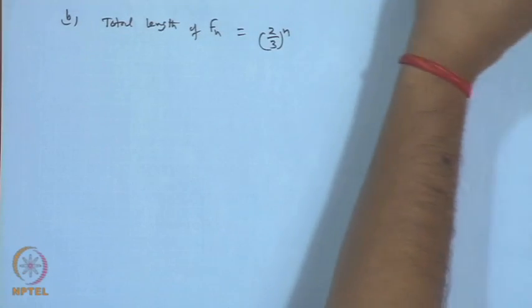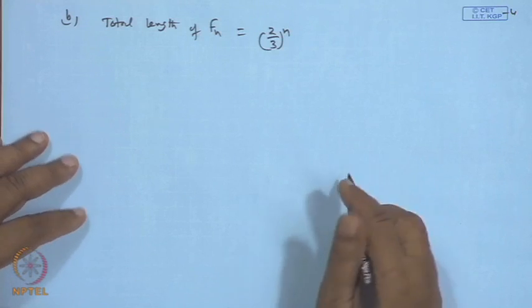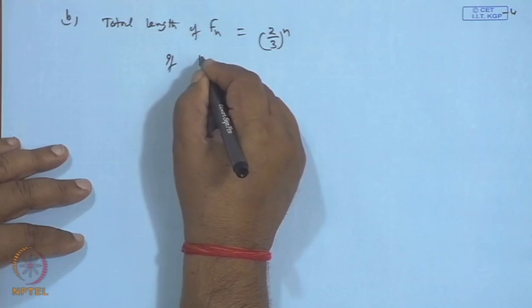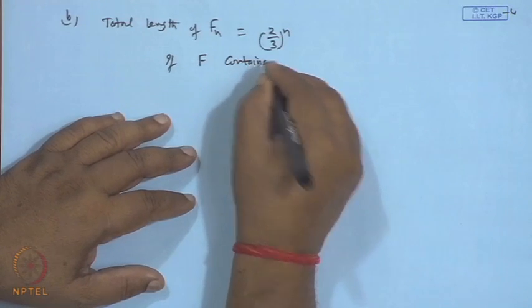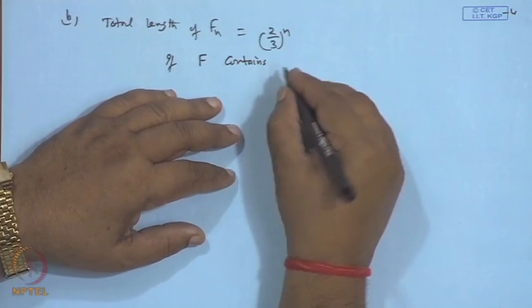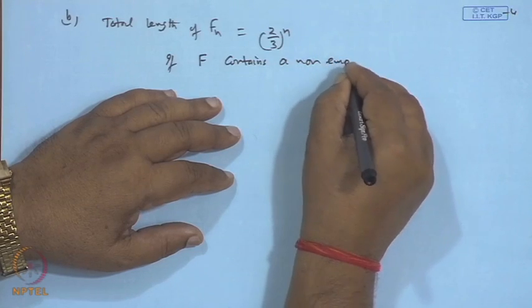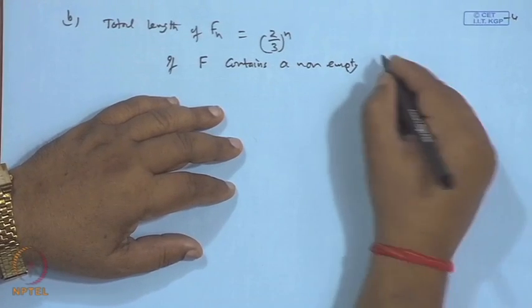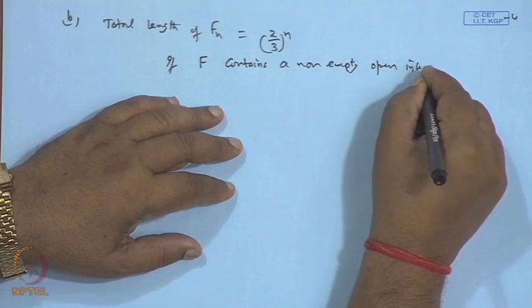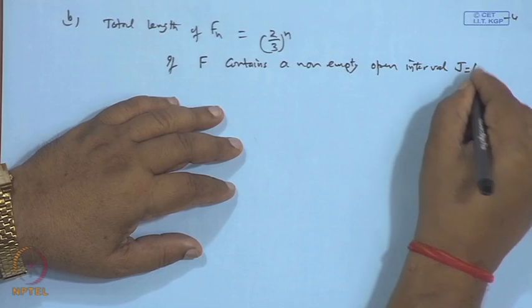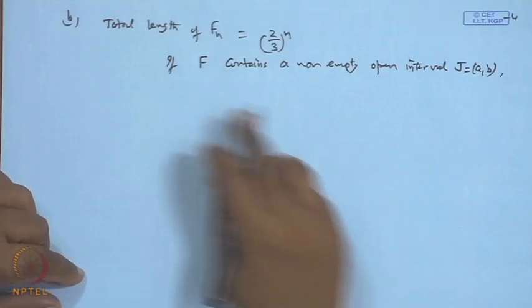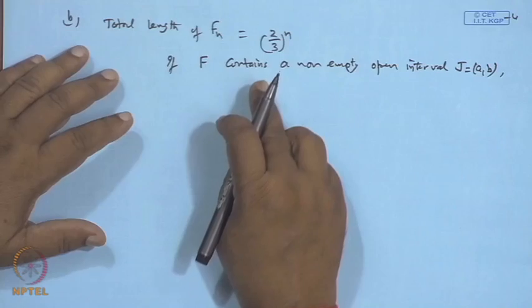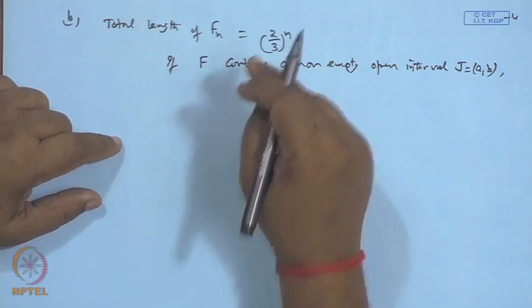So, in general, suppose F contains a non-empty open interval, say J, of the form a b. Then F is the intersection of all these sets. So, obviously, F 1 covers F 2, covers F n, and so on.